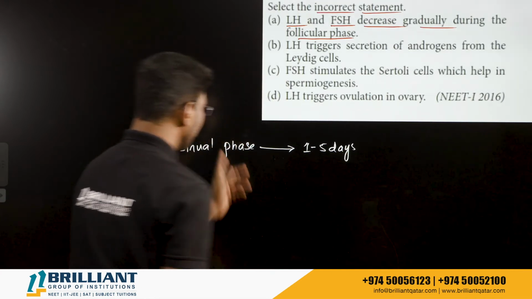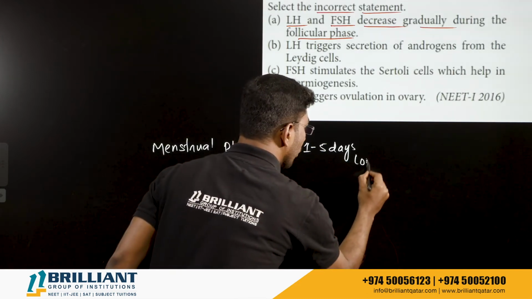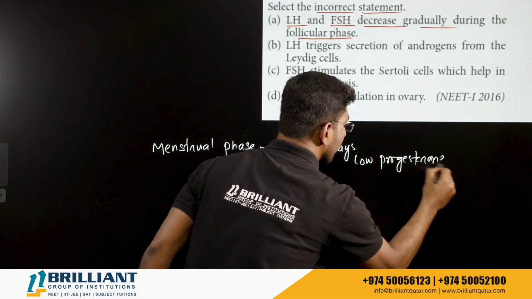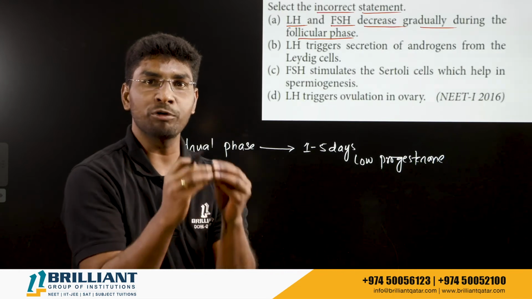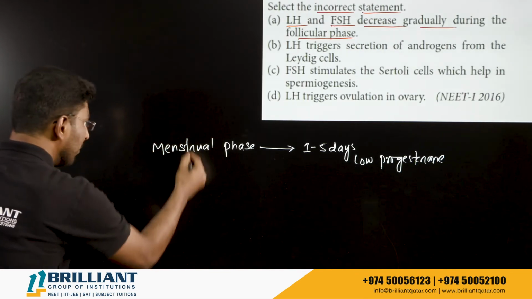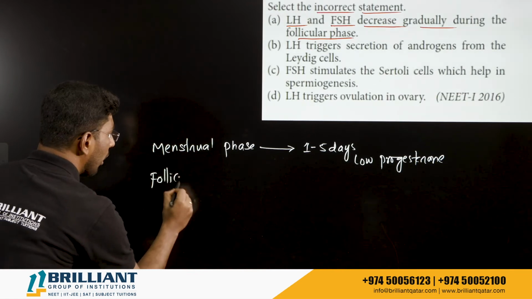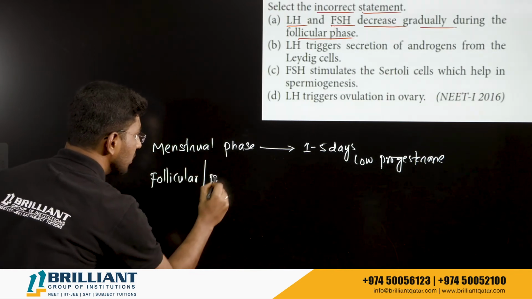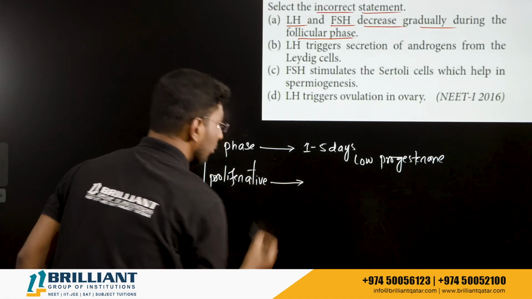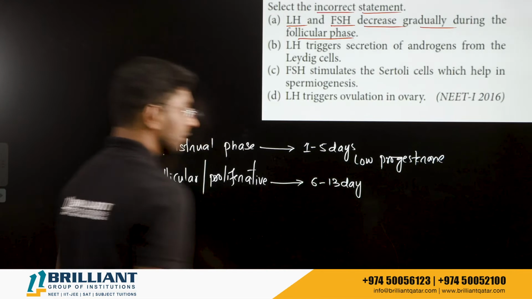During the menstrual phase, progesterone hormone concentration is low. So here we can write low progesterone hormone. Due to the lack of progesterone hormone, the endometrial membrane sloughs off and menstrual flow starts. Next, the menstrual phase is followed by the follicular phase. Follicular phase is also known as the proliferative phase. My dear students, the proliferative phase starts from the 6th day to the 13th day.